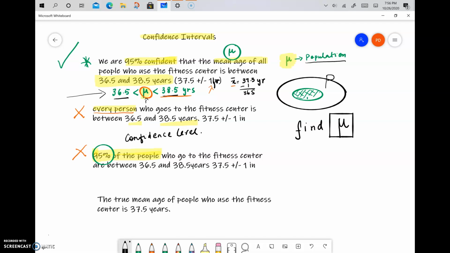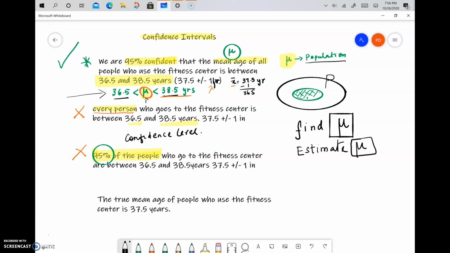Everyone who visits the center is called the population. It's the big set. So we can never find the mean for large populations. The best we can do by using statistics is to estimate the mean. So even if the question says find the mean, we can only estimate the mean mu. Mu is the population mean, so that's the reason why we cannot find an exact value for it.